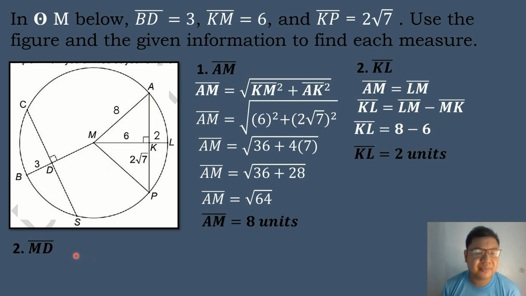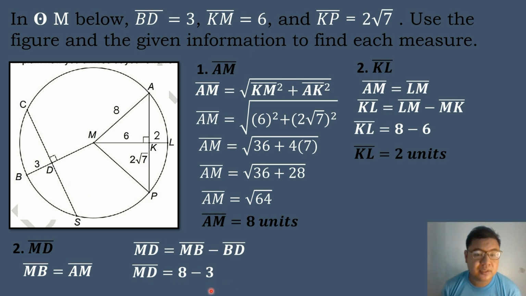And then after that, let's find the measure of segment MD. Since segment MD is also a part of a radius, and we all know that the measure of the radius is equal to 8, to get the measure of segment MD, we will subtract segment BD, which is equal to 3, from segment MB, which is equal to 8. Subtracting those two numbers, 8 minus 3 is equal to 5 units. So the measure of segment MD is equal to 5 units.